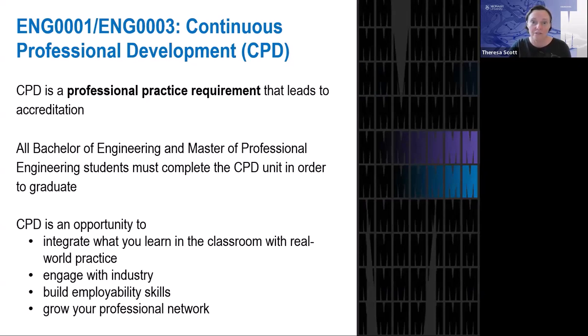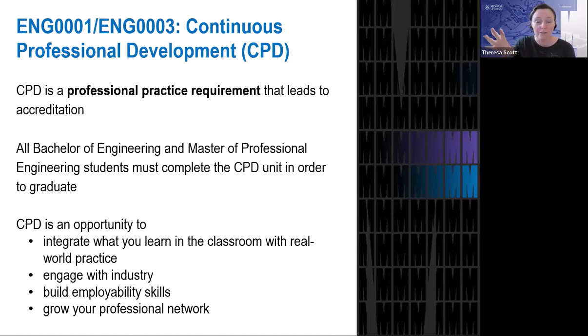Now, all engineering students in Australia have to complete a professional practice requirement in order to be accredited, and CPD is how you're assessed on this at Monash. All undergraduate and Master of Professional Engineering students need to complete the CPD unit in order to graduate. CPD is an opportunity for you to take the engineering knowledge and skills that you're learning in the classroom and apply them to real-world experiences.